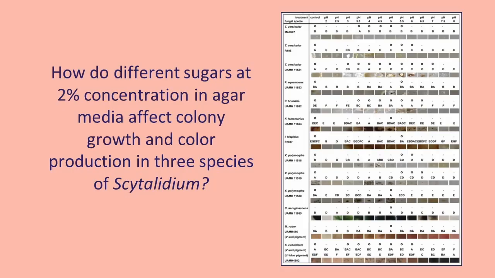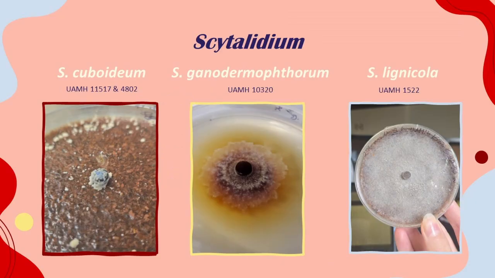This is similar in fungi. We see this exact same phenomenon, and a great genus to look at is Scytalidium. Three species of Scytalidium were chosen for this project due to their prevalence, their incredible growth speed, and their wide range of colors. Now that we have our question down, let's look at the fungi themselves.